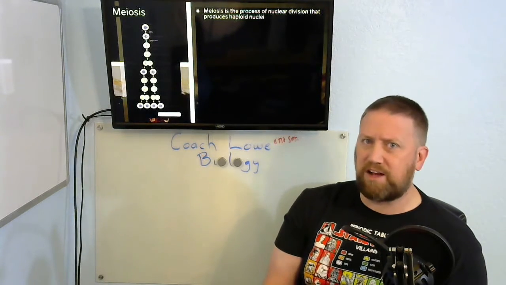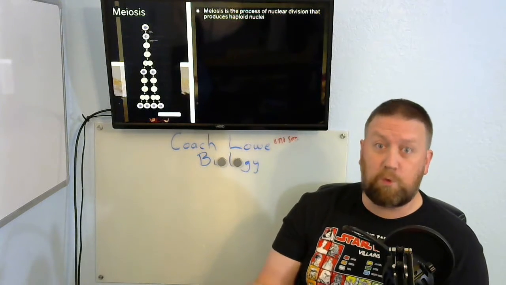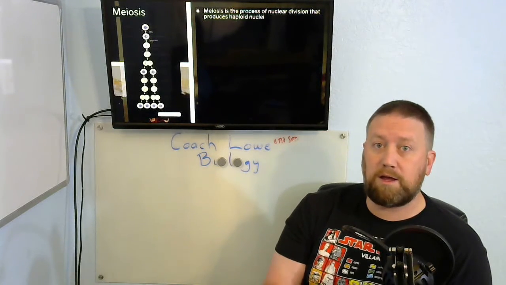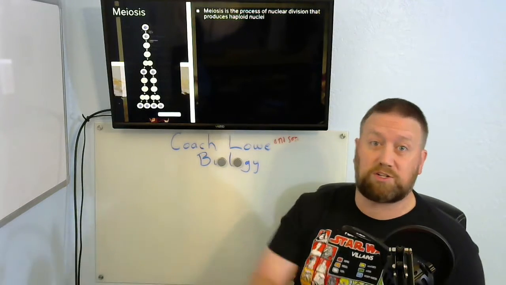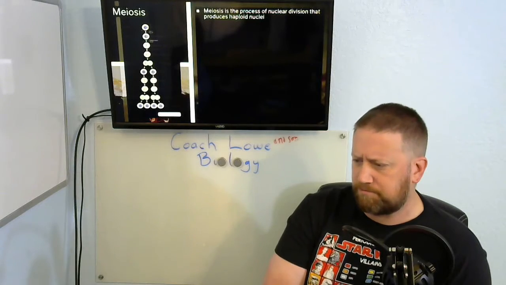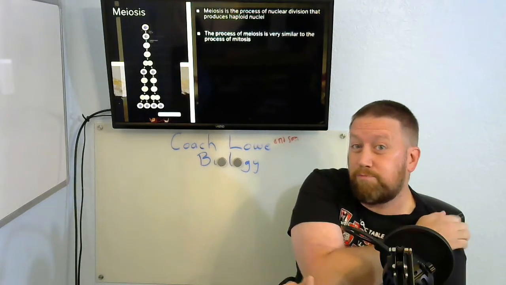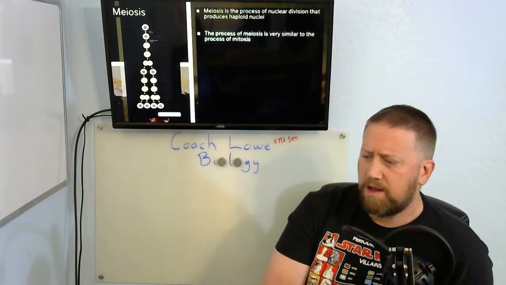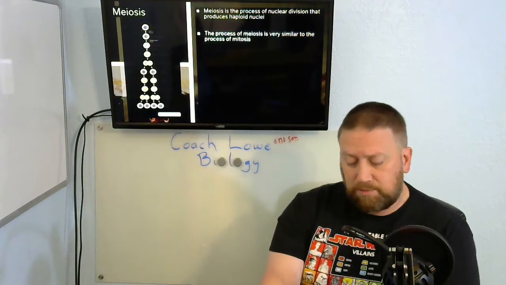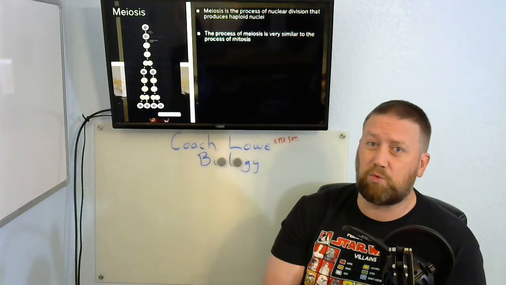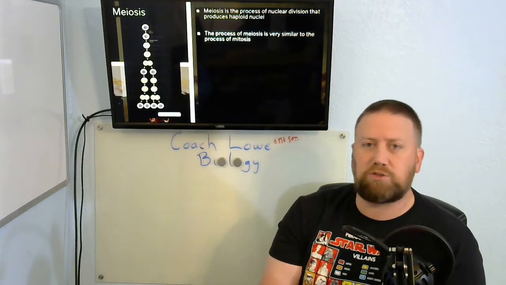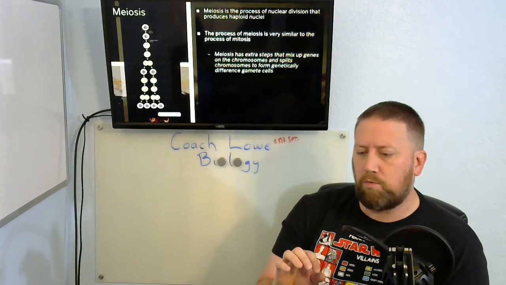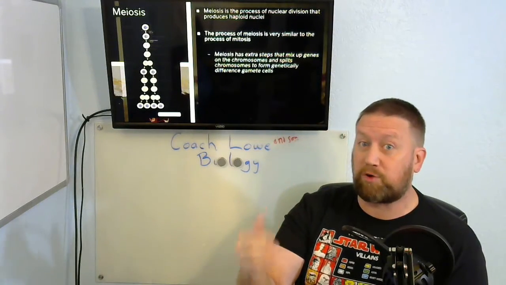It's not splitting the cell. It's not producing the four different cells itself. It is producing four different nuclei in order for all of those daughter cells to have their own nucleus. Those nuclei produced through meiosis are haploid, and so they only have one set of chromosomes. Now, I said that the process is very similar to mitosis, and the way that it's similar is that it uses the same phases. Remember, I've given you a few different ways to remember the process of mitosis.